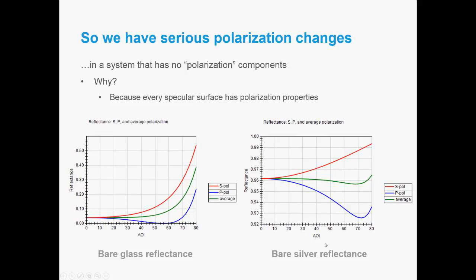Looking at bare silver, a high reflector, it's even more dramatic in some sense because the S polarization actually gets a little better, and the P polarization gets worse. So for bare silver, it's even more dramatic than it is for, in a sense, a bare glass interface. But it's something that is really worth paying attention to.